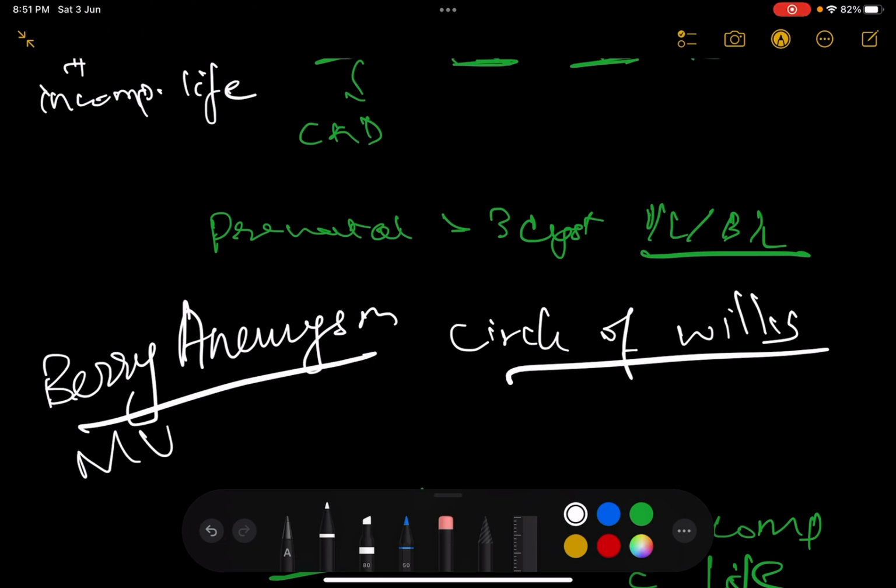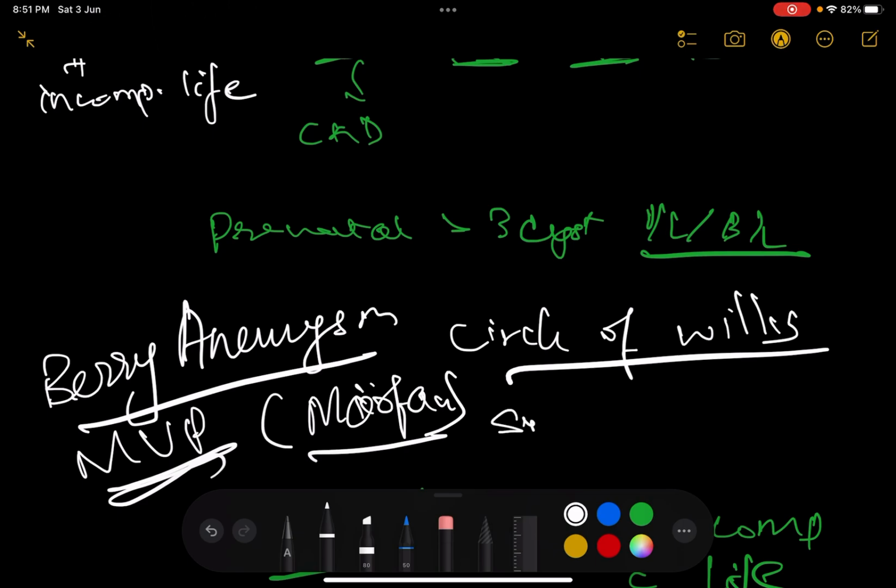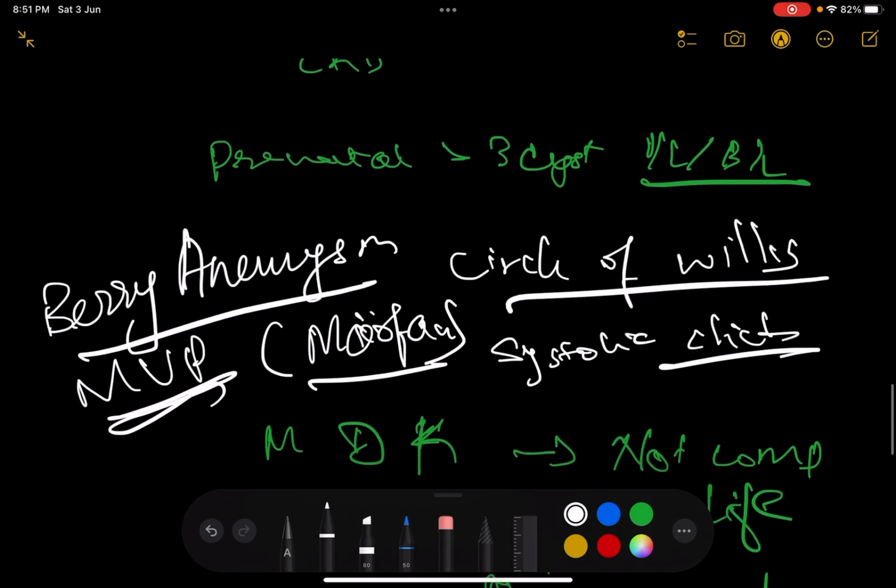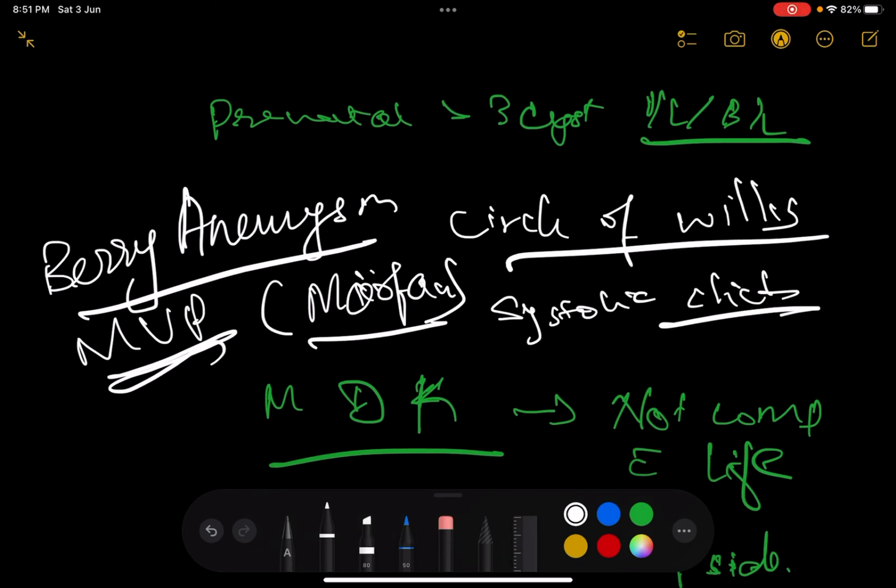Secondly, something very important to associate with PKD is mitral valve prolapse. Mitral valve prolapse is also seen in Marfan syndrome, as we know, and it does come as a systolic ejection click. Also important to note is that there could be a lot of cysts in the spleen, pancreas, and lungs, especially in the liver, causing hepatic fibrosis as well.